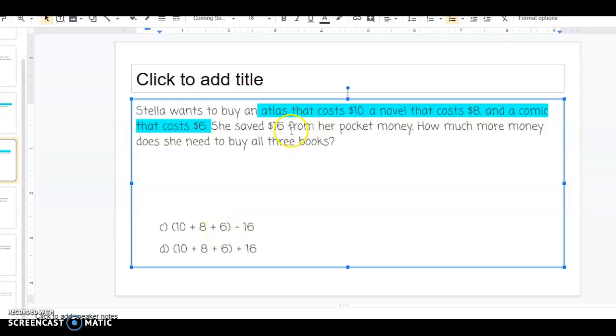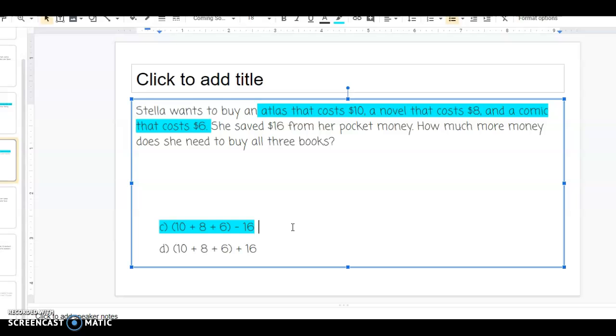Now I need to look at my $16 that she already has. Well, I have 2 different options that use the 16, but one is subtracting 16 from my total and one's adding it. If we're looking at how much more money she needs, I need to subtract what I already have to figure out how much more I need. When you see those words, how many more, how much more, those are your subtraction words that are going to help you understand I need to subtract. So here, C is my best option for this answer because I do need to subtract what I already have to figure out how much more I need.